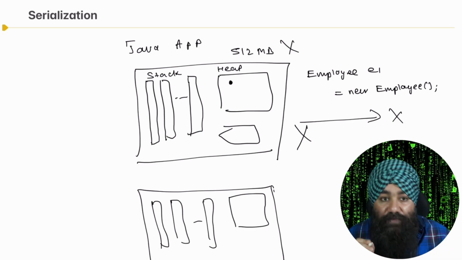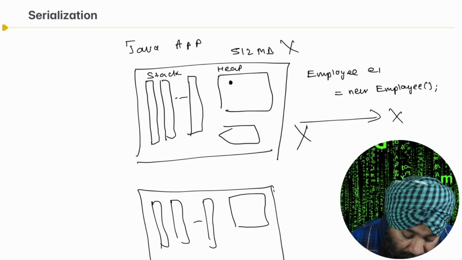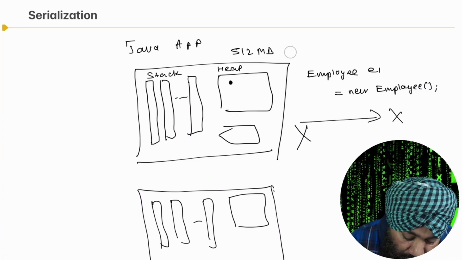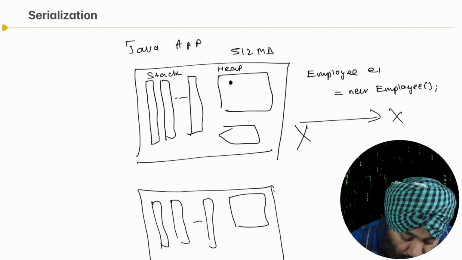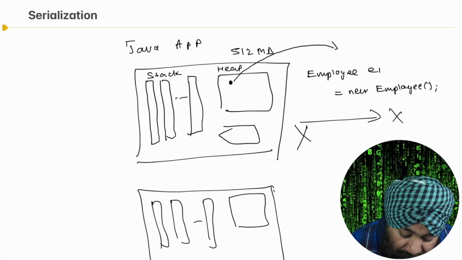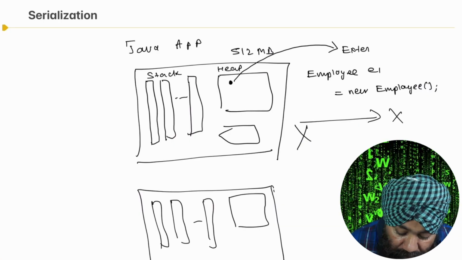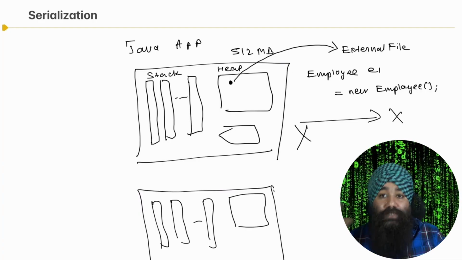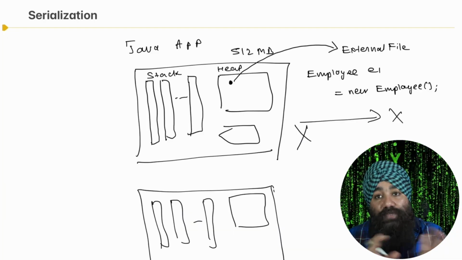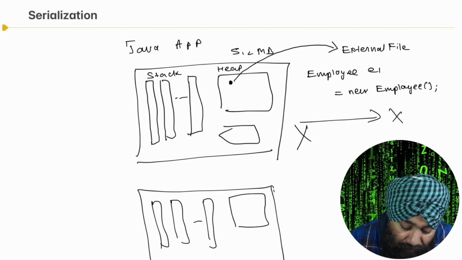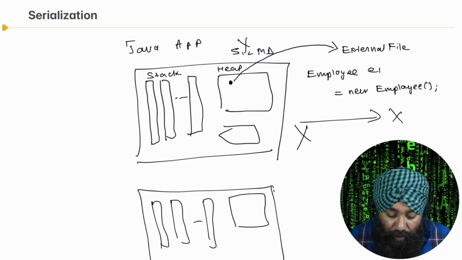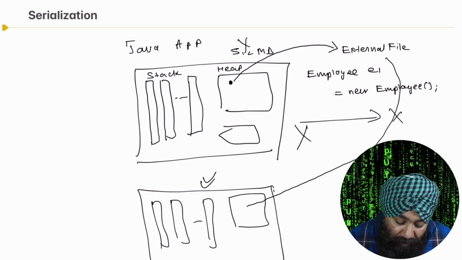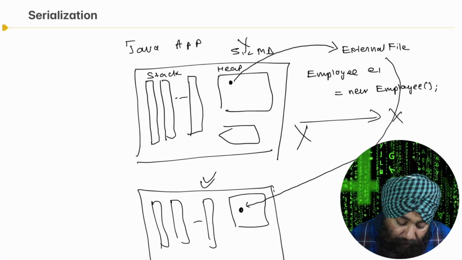Java provides a feature of serialization where, before you are going to stop your application, you can save the state of this object to an external file. You can save the state of this object to external memory which is not part of the Java memory. In this way, when you stop this application and restart it, you can read this external file and load it into the memory.